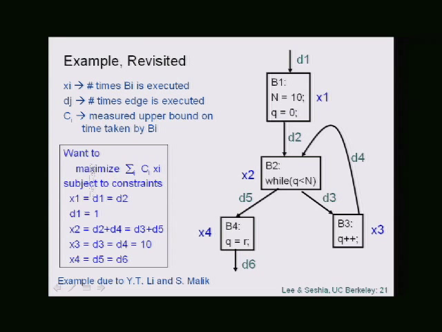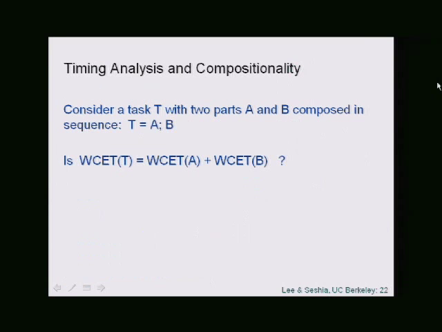Now, timing analysis is a tricky problem. One of the reasons it's a tricky problem is it's not compositional. Compositional analysis means that if I have a program T which has two parts A and B, so T is A semicolon B. So this is a program A, and then after finishing A, you run B. Then what you would like is that the worst case time of T should be simply the sum of the worst cases of A and B, right? This is the obvious thing. You would expect something like this to be the case, right?